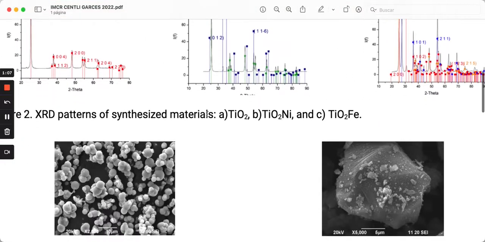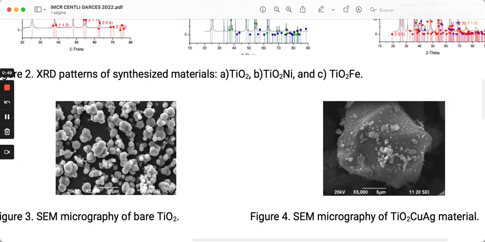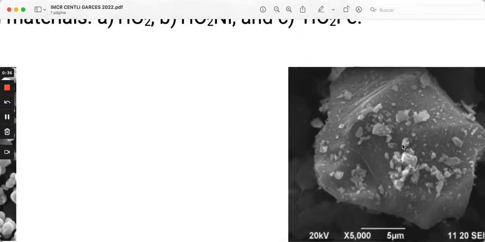So, well, going to figures 3 and 4, we can see the microstructures of titanium dioxide, which present granules. These are characteristic of the catalysis, and on the other hand, we can see in figure number 4 how the microstructure changed when it was doped with copper and silver, making it more compact. The copper and silver deposits can be seen in this micrograph, as we can see.